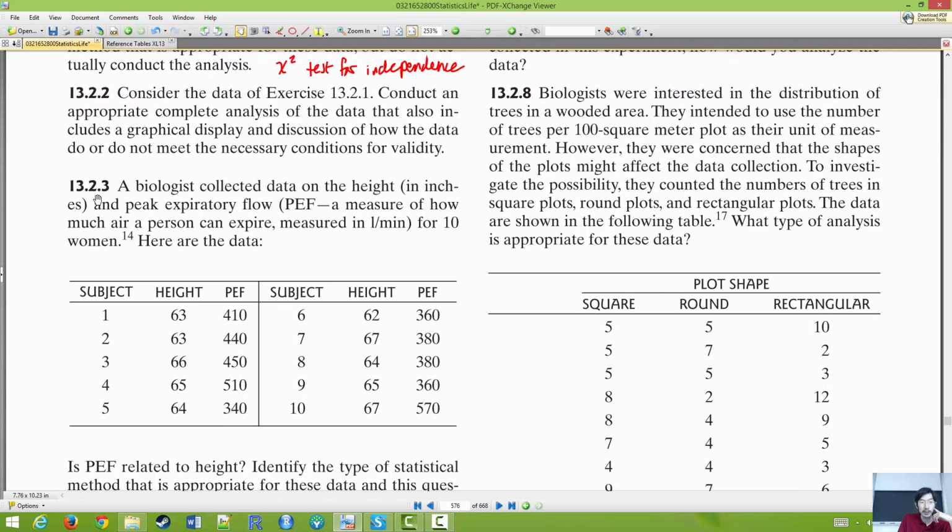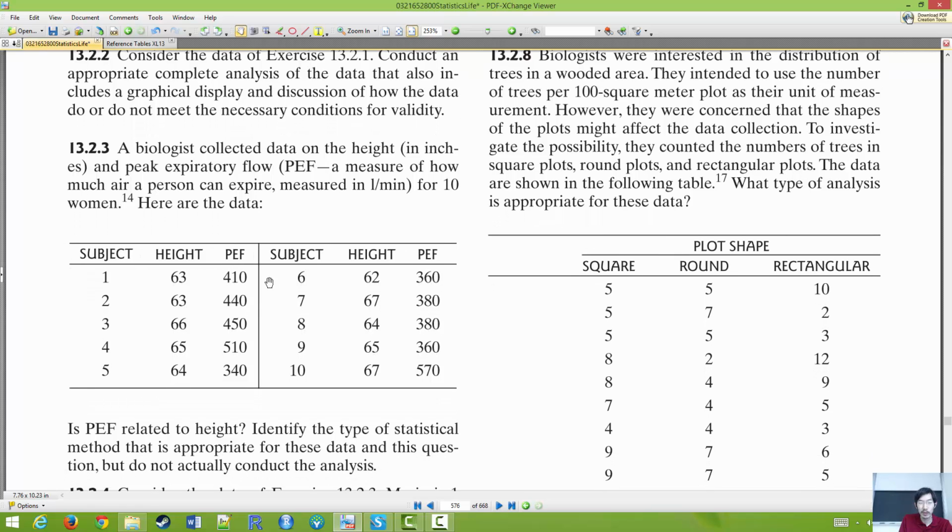So we'll go to 13.2.3, and it says a biologist collected data on the height in inches and peak expiratory flow, a measure of how much air a person can expire, measured in liters per minute, for 10 different women, and here are the data. Okay, so we've got height measurements and peak expiratory flow, PEF measurements, and we want to know, is PEF related to height? Okay, so I'll give you a moment to think about what is the appropriate statistical test in this case. So notice how height is measured and how PEF is measured.